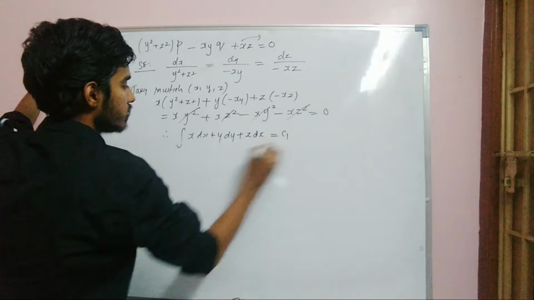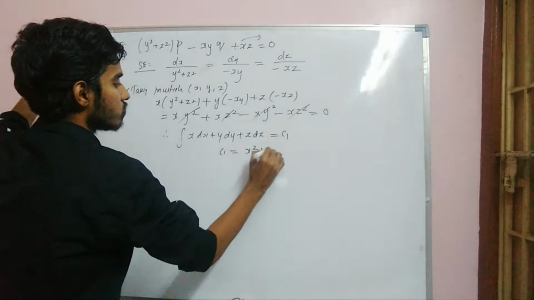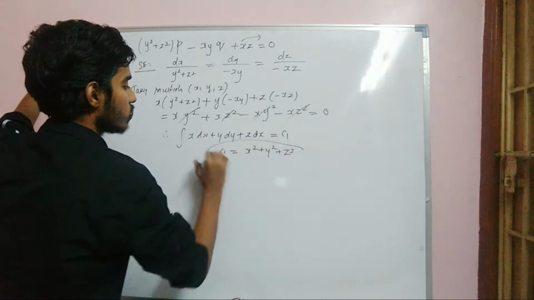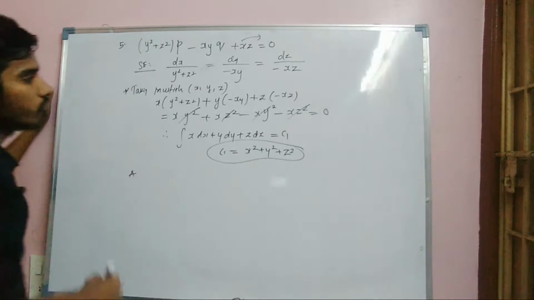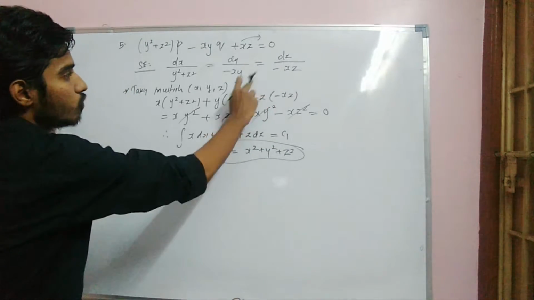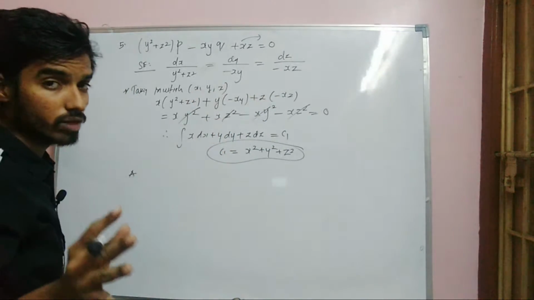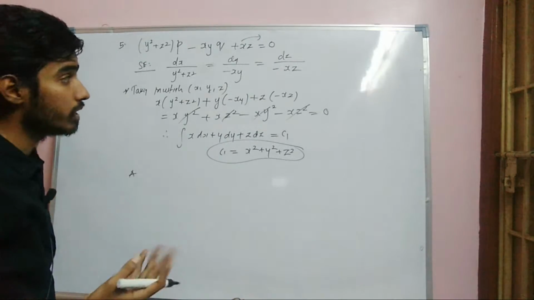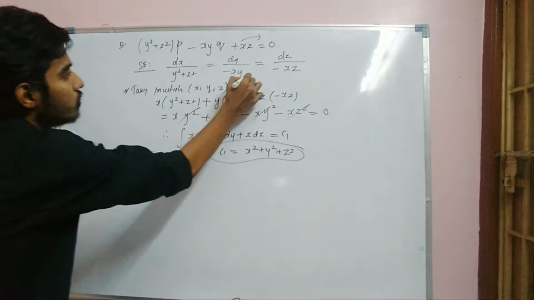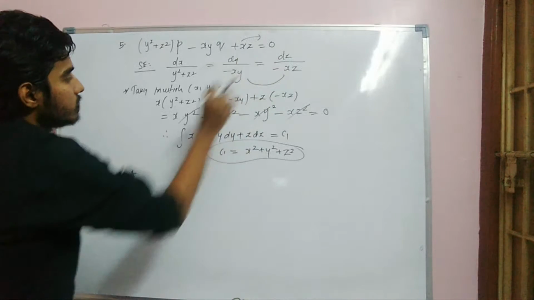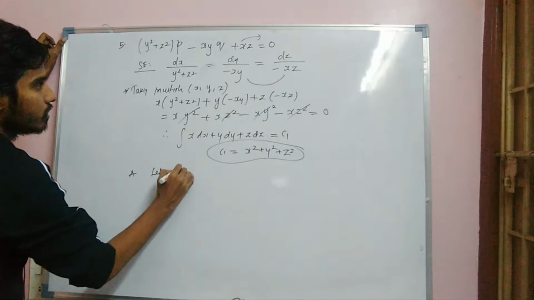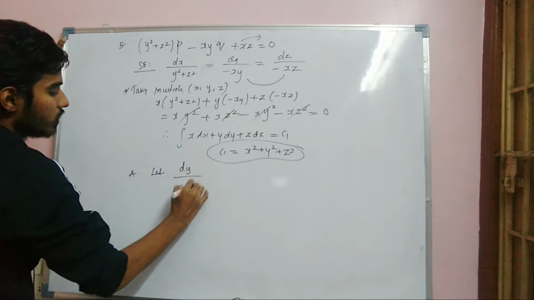So therefore c1 is equal to x square plus y square plus z square is one of the solution. Now to find another solution, I am going to use method of grouping. You can find any two solutions anyway. You can also find another multiplier, but I am going to use method of grouping for this term and this term. So let dy divided, you have to find two solutions, that's it.